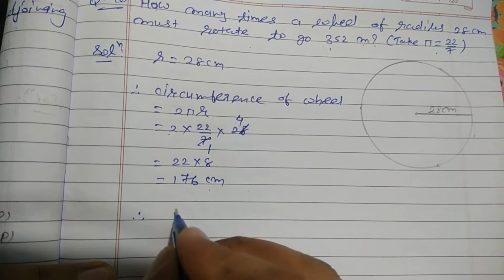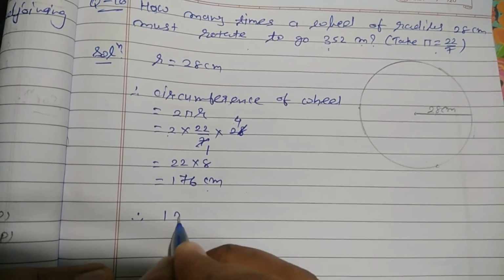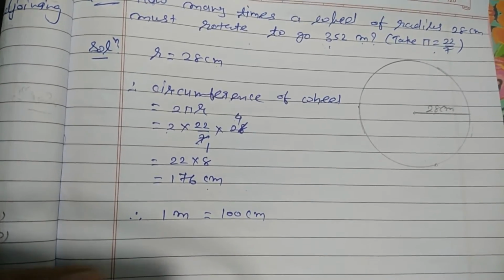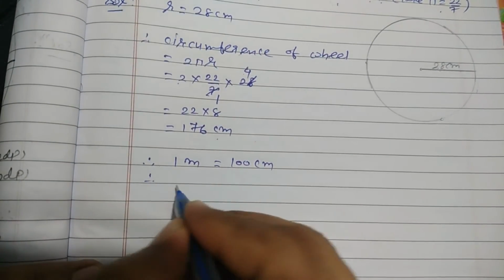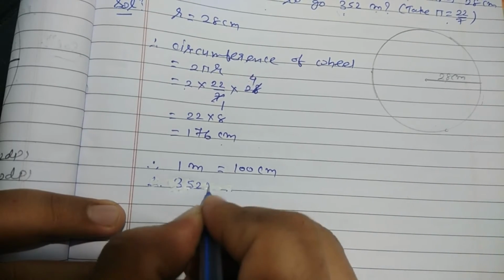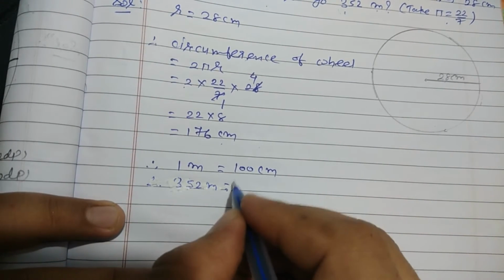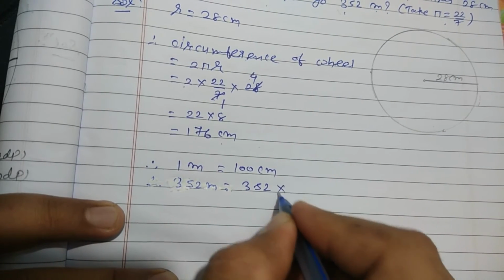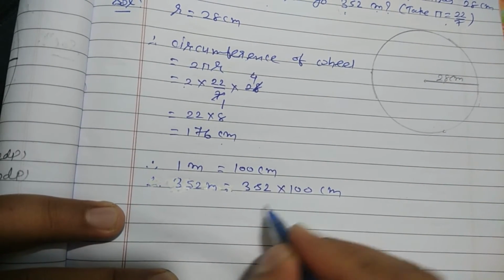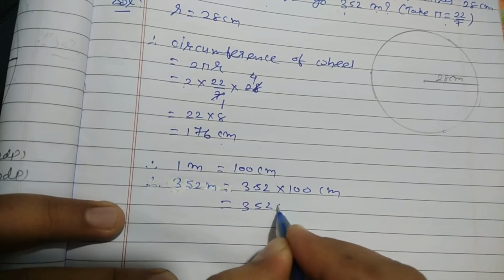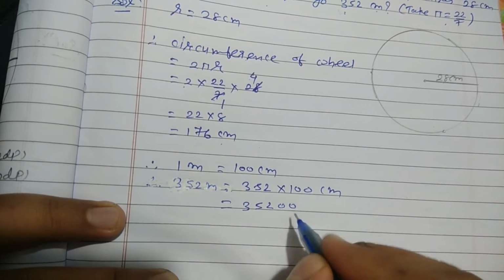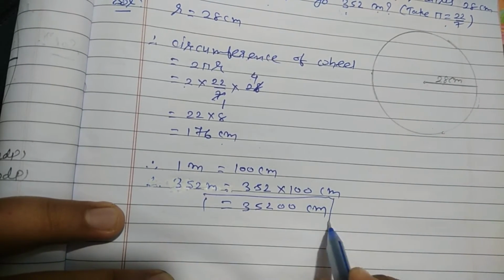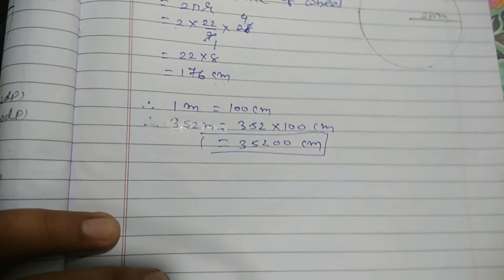So here we know that 1 meter is equal to 100 centimeter. Therefore 352 meter is equal to 352 multiplied by 100 centimeter, and that is equal to 35,200 centimeter. So we will use this unit.